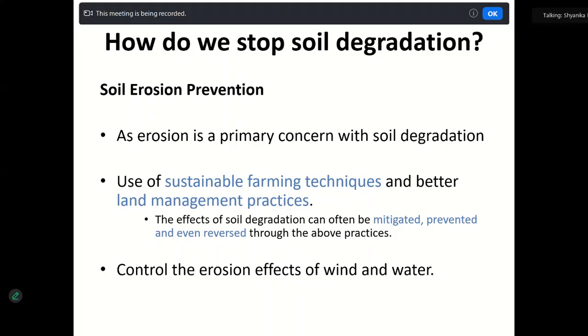So this soil erosion we can control, right? We have to control the soil erosion actually because it loses the topsoil and it will lose the nutrients and decline the nutrient levels there, so that eventually it leads to soil degradation, right? So we have to use different sustainable farming techniques and better land management practices, so that we can mitigate, prevent, and even reverse the land degradation. Okay.